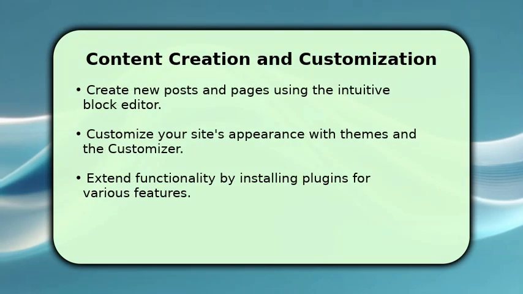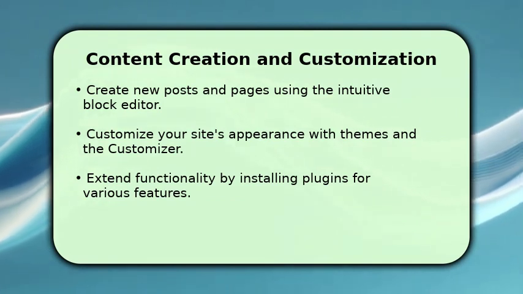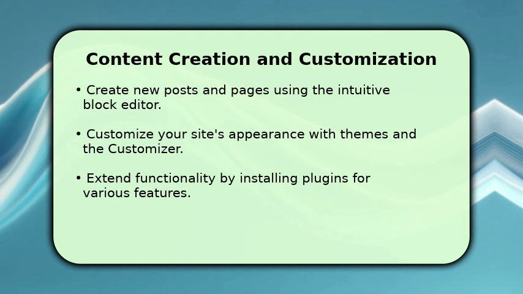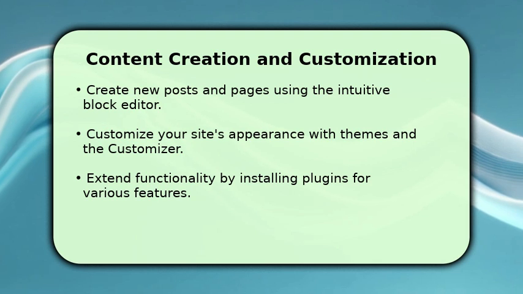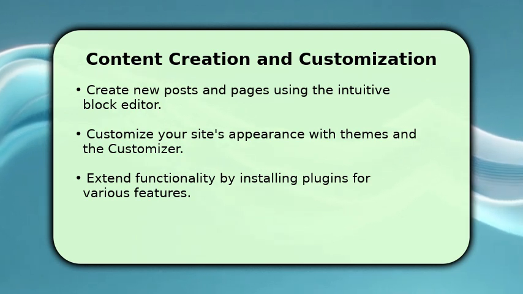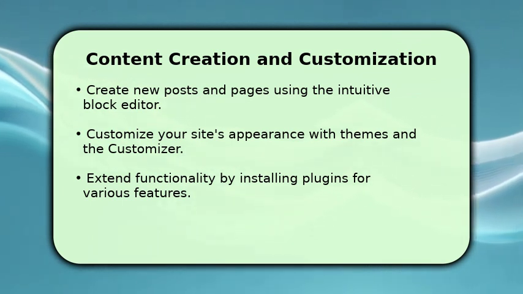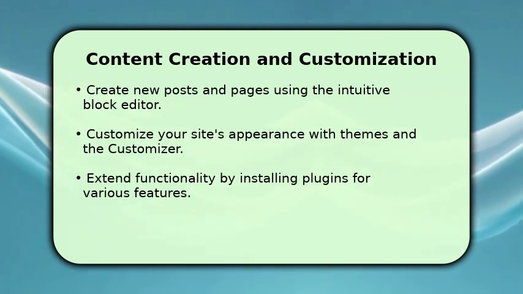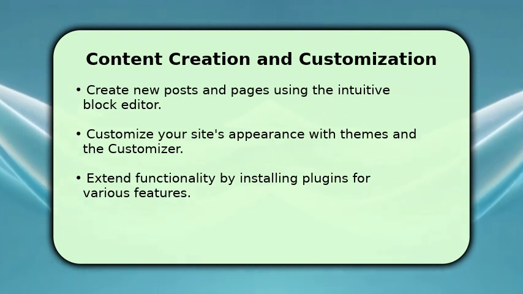Now that your site is set up, it's time to create engaging content and make it look great. WordPress uses a powerful block editor, allowing you to easily add text, images, and other media to your posts and pages. You can dramatically change your site's look and feel by choosing from thousands of themes and customizing them through the WordPress customizer. Furthermore, extend your site's capabilities with plugins, adding features like contact forms or search engine optimization.